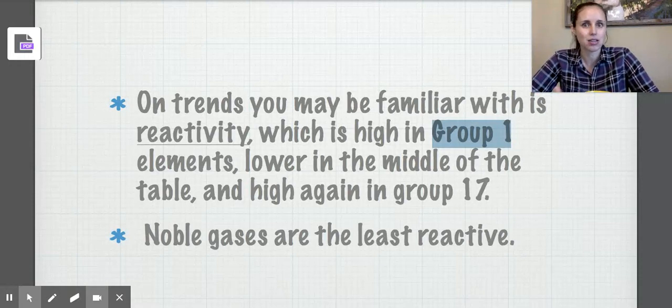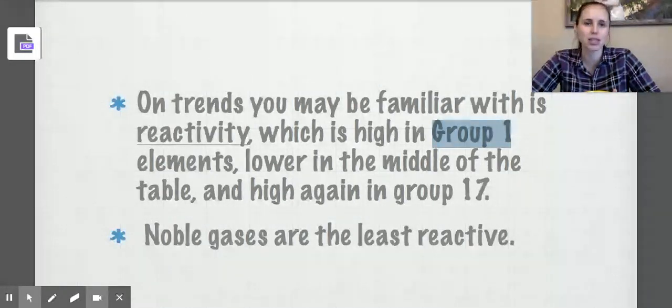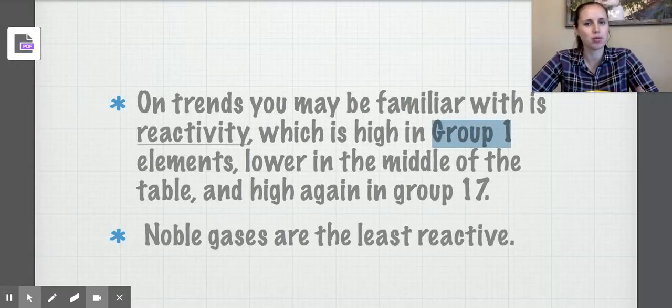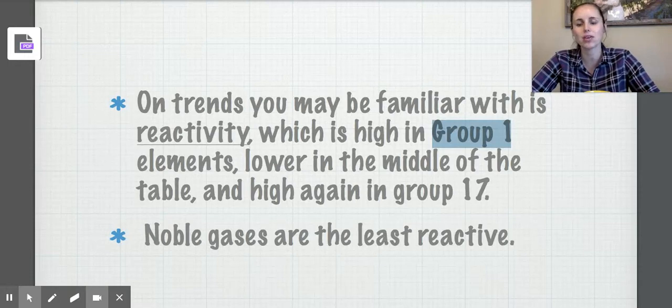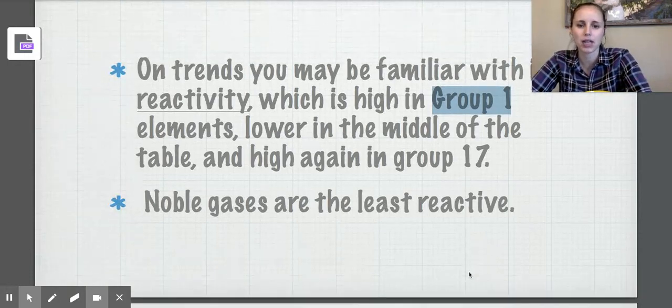So we've known that since grade 9. That's not too complicated. That's an example of a periodic trend. So even if we don't know something's properties, even if it's a brand new element to us, we know if it falls in the alkali metal category, it's probably going to be reactive. So by understanding periodic trends, we can understand the properties of those elements.